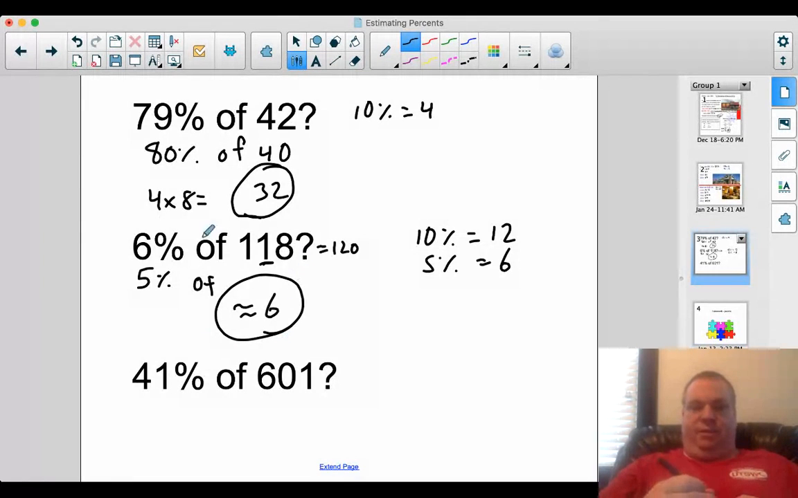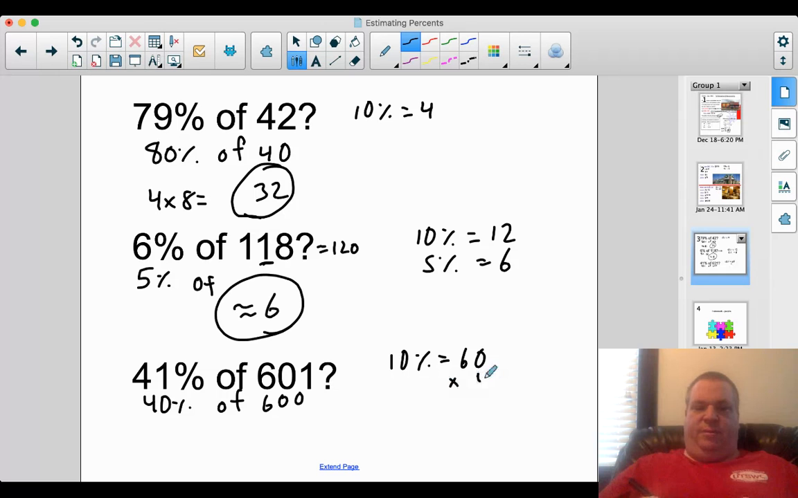Okay, last one, and this is what the ones on your homework are going to look like. It's just estimating these percents. Okay, 41% is about 40% to the nearest 5. 601 is real close to 600. So I'm going to find 40% of 600. 10% of 600 is 60. And then I want 40%. So I'm going to multiply that by 4. Right? 4 tens would give me 40. So 60 times 4 is 240. So it's about 240 would be a good estimate there.